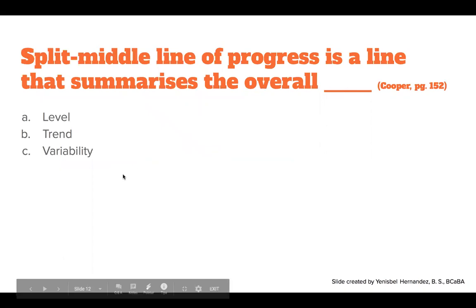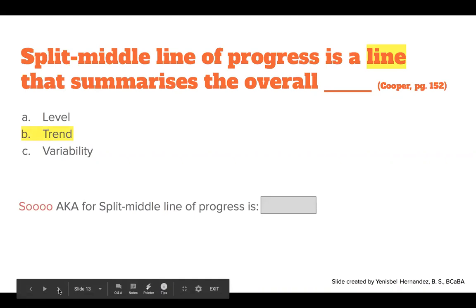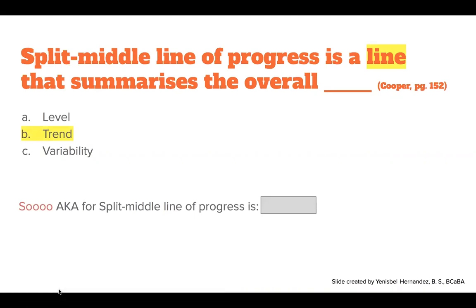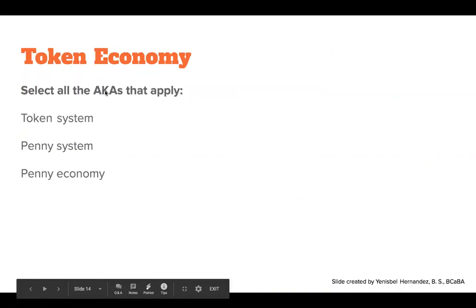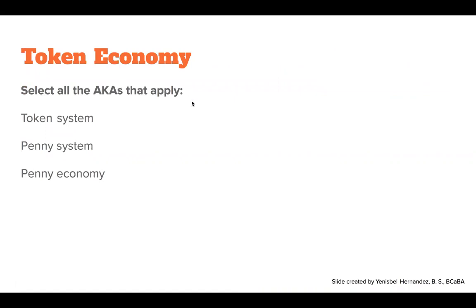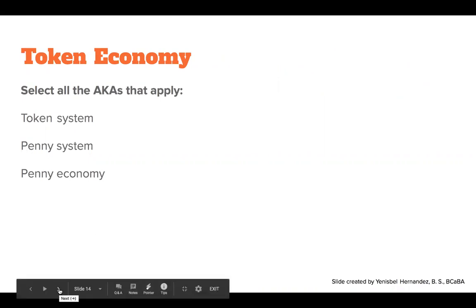Okay, let's go to the next one. So here's a simple mock question. Split middle line of progress is a line that summarizes the overall blank. Level, trend, or variability? Trend. Nice job. So, AKA for split middle line of progress is? Everybody say trend. Nice. Trend line. Good job. Okay, token economy. Select all the AKAs that apply. Token system, penny economy. I think this one's easy. Token system. And it is.